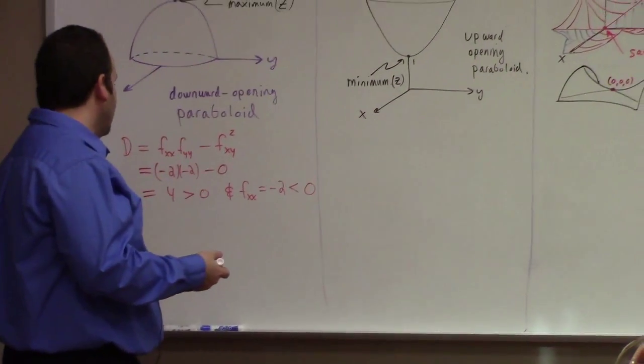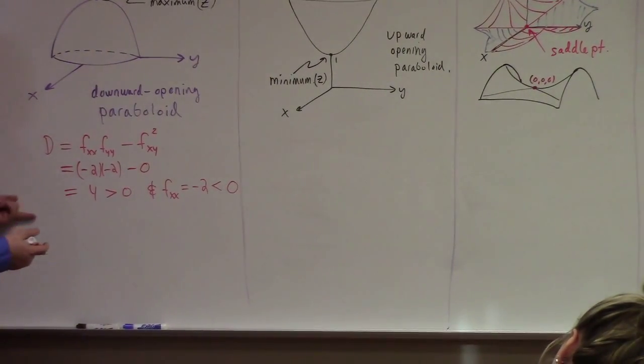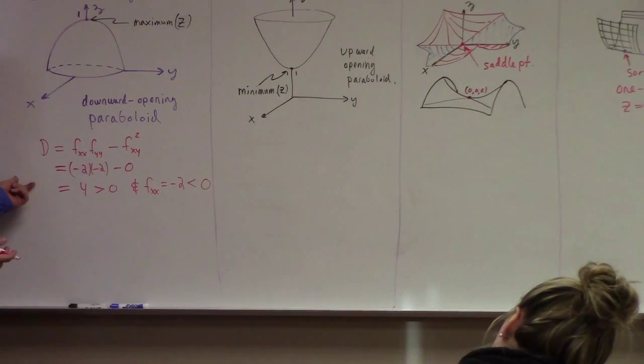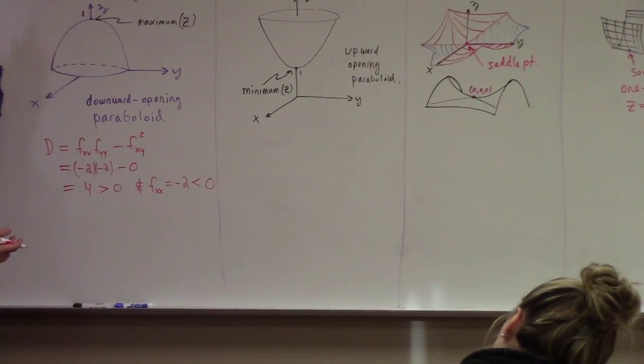Let's see here. So anyway, this is just evidence that the second derivative test makes sense. See? The D is positive, the second derivative is negative. That is a maximum.